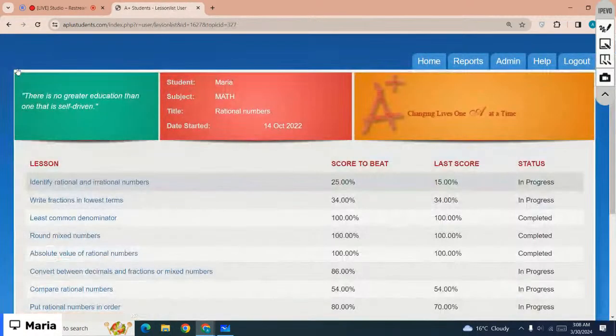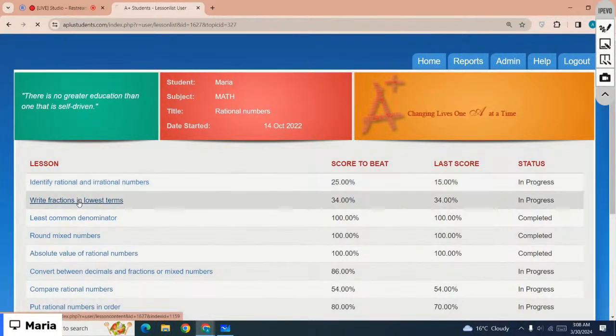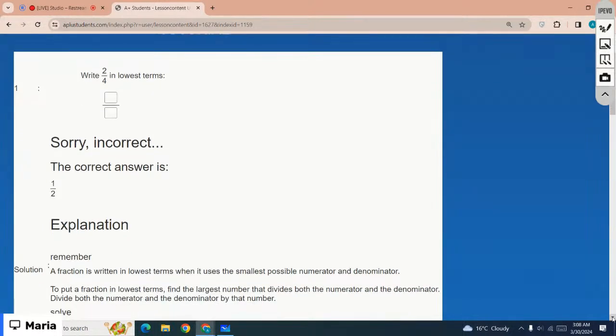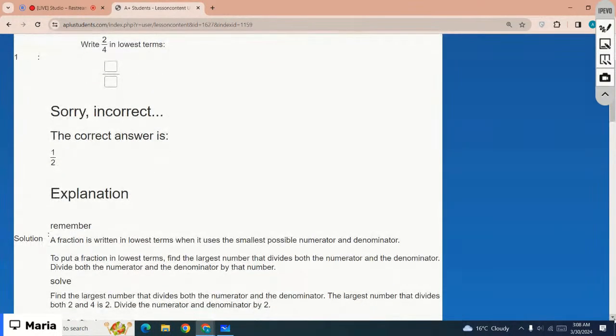The next lesson is write fractions in lowest terms. So how do we write the fractions in lowest terms? You can write the fractions in the lowest terms if you divide them by the common number that can divide both numerator and denominator, right? Here is the explanation given.